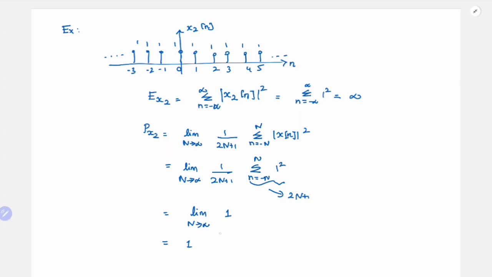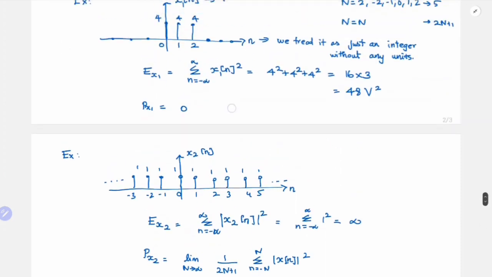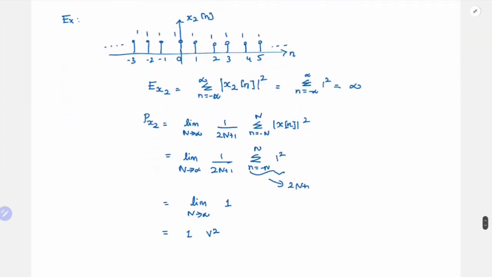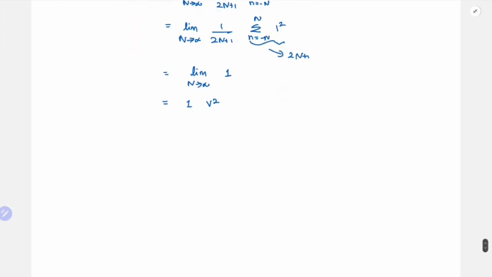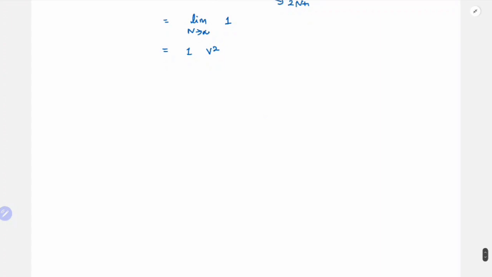And what will be the units? Again it is in whole square. So here you can see both energy and power have the same units. But again it is only for our convenience to quantify the size of the signal. So next we'll look at the transformation of independent variable.